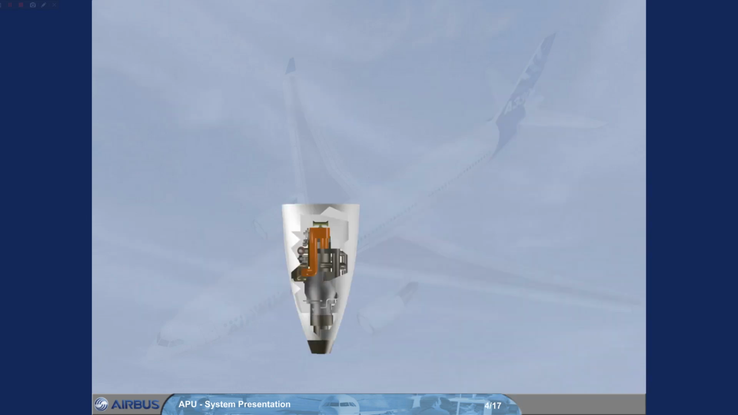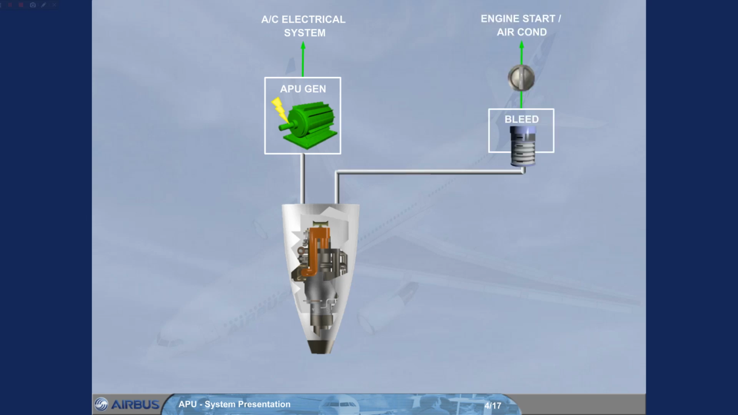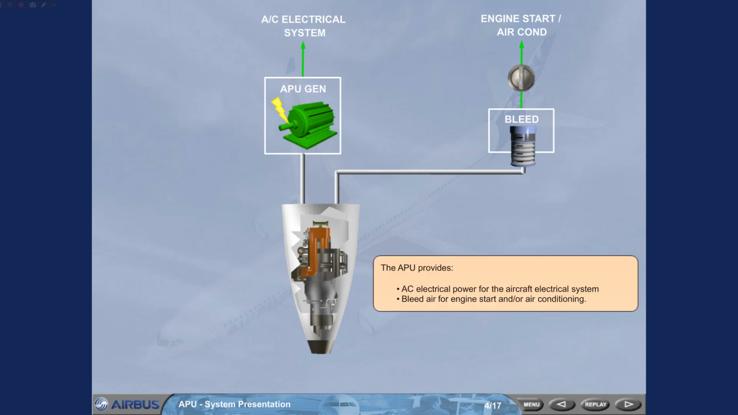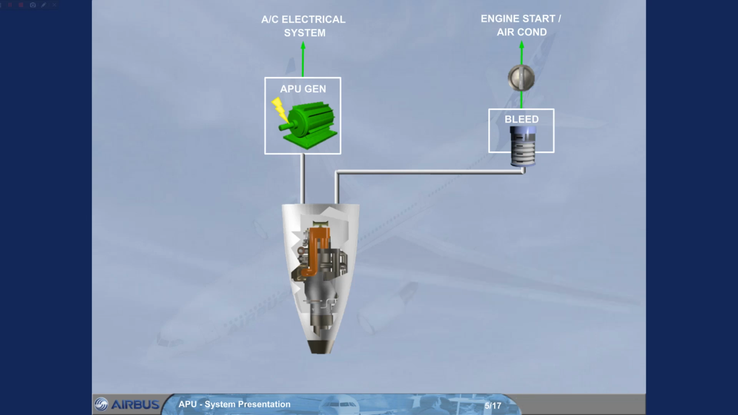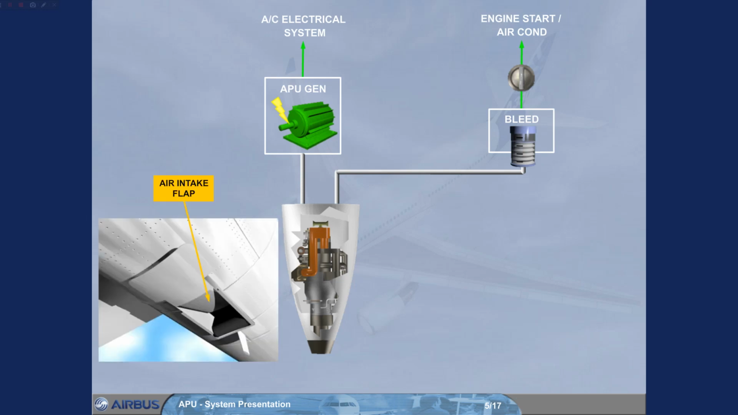The APU provides AC electrical power for the aircraft electrical system and bleed air for engine start and/or air conditioning. The APU has an electrically operated air intake flap, which, when it is opened, brings external air to its compressor inlet. Now, we will see how information is presented to the pilots.